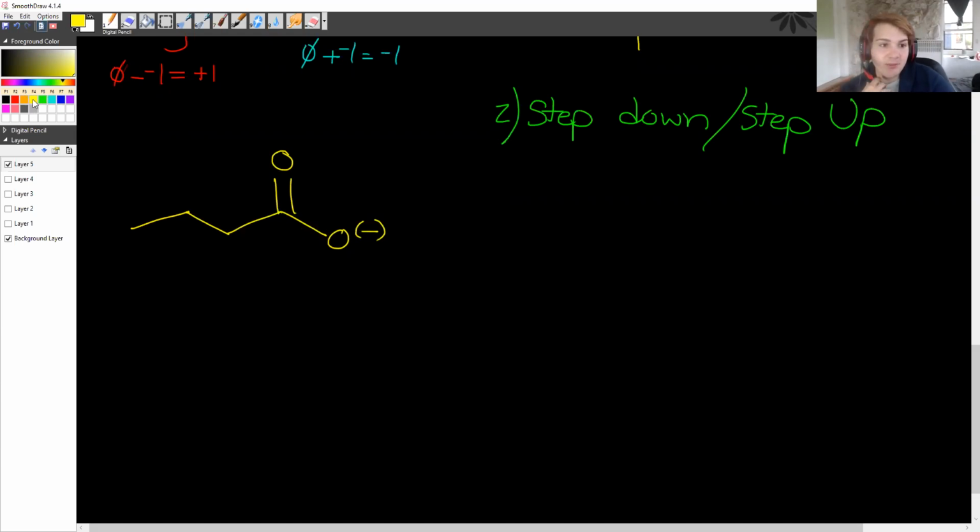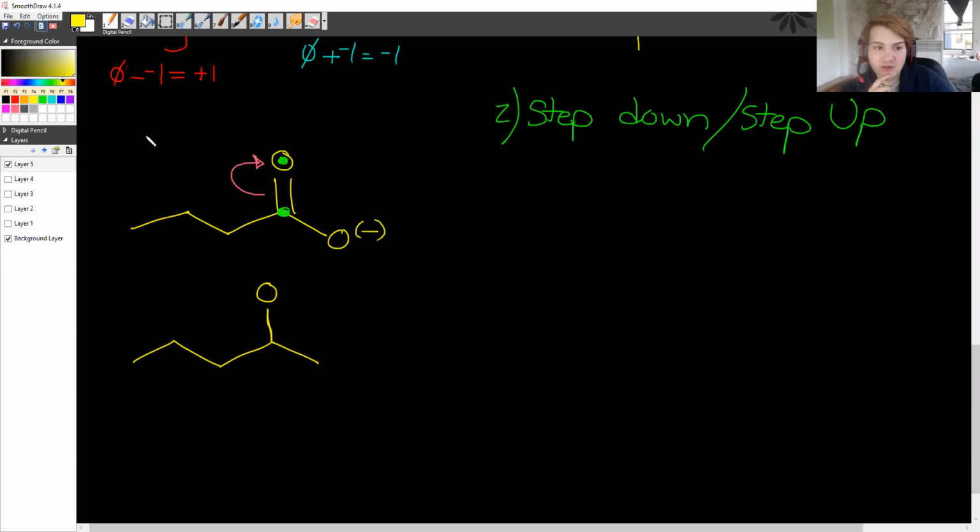The step up move: we know that this carbon is involved in a pi system and that this oxygen is involved in a pi system. So what I can do is step up these electrons onto the oxygen. And what this is going to do is degrade this double bond into a single bond.